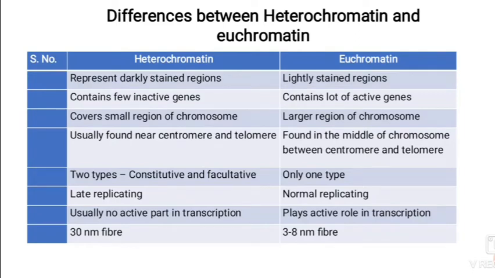Heterochromatin contains 30 nanometer fiber, whereas euchromatin is 3 to 8 nanometer fiber only. But heterochromatin covers a small region of the chromosome, whereas euchromatin covers a larger region of the chromosome.